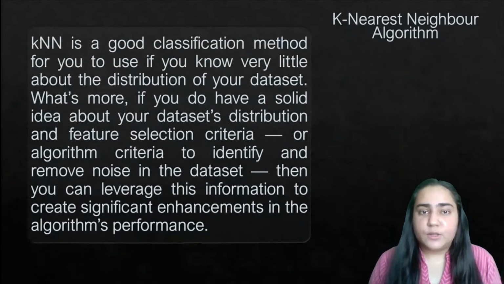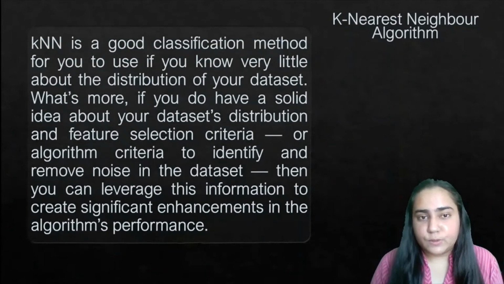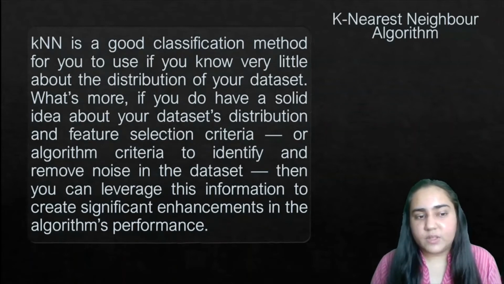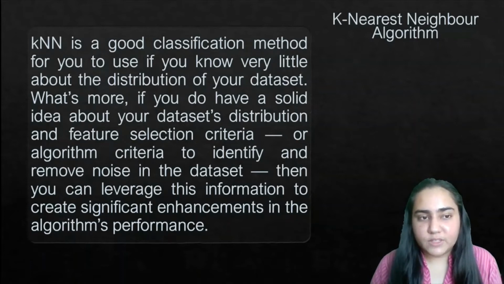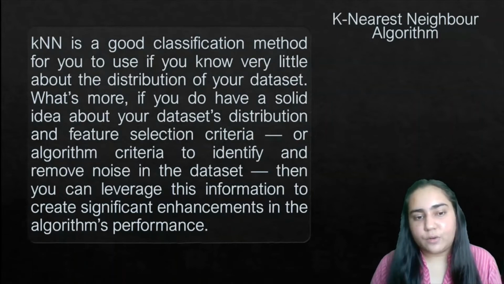So kNN is a good classification method to use if you know very little about the distribution of your database. If you have a data set and you don't know which kind of probability distribution it has, then this is the algorithm that you should apply. What's more, if you do have a solid idea about your dataset's distribution and feature selection criteria or algorithm criteria to identify and remove noise in the dataset, then you can leverage this information to create significant enhancements in the algorithm's performance.